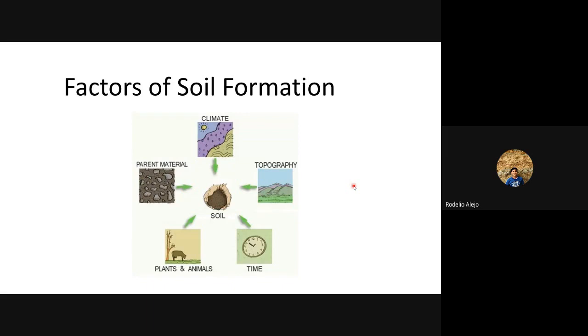Now we have here the factors of soil formation. So factors of soil formation, we have actually five factors of soil formation. This is actually studied by a Russian scientist named Dokuchaev, which was further researched and elaborated by Hans Jenny, who is considered as the father of soil science. So we have here the five factors of soil formation: the climate, the topography, which means the elevation or the relief of the soil. Then we have the time, the plants and animals, and the parent material or yung rocks natin, rocks and minerals.